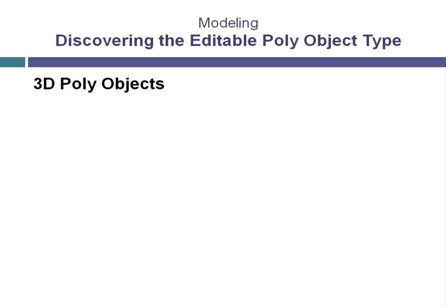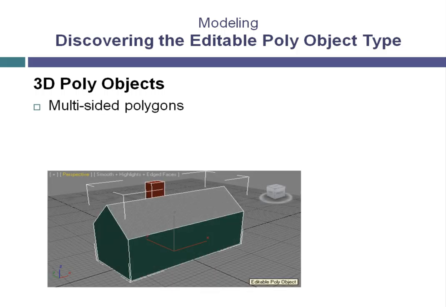There's a good reason to work with 3D polygon objects or 3D polyobjects. One reason is that they can use multi-sided polygons. So a polygon can have 4 or more sides. For several modeling techniques, using 4-sided polygons will allow you to create very smooth and clean models.